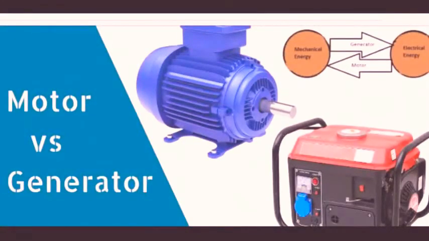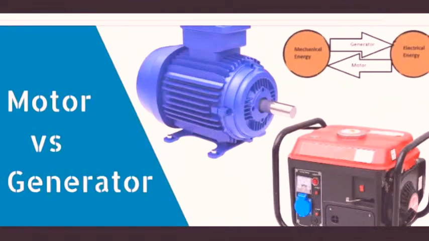In the following figure we show a motor and a generator. A motor is a device which is used to convert electrical energy into mechanical energy, and a generator is a device which is used to convert mechanical energy into electrical energy. Means in a motor we provide electricity as input, and at its output it provides us rotation. It converts electrical energy into mechanical energy. And a generator is a device which converts mechanical energy into electrical energy.